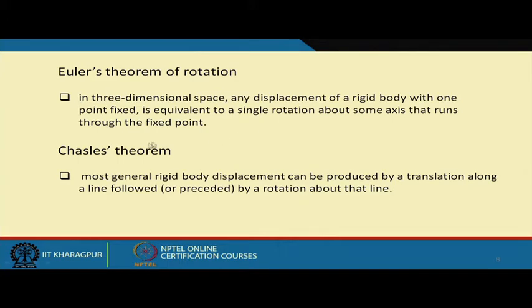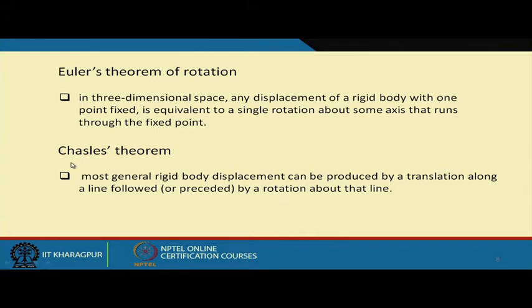Also, there is another theorem which describes the dynamics of a rigid body very well, that is Chasles' theorem, that says the most general rigid body displacement in space, again we are talking about 3D space, can be produced by a translation along a line followed by a rotation about that line. Okay. So, when we are talking about these two theorems, strictly speaking we are not going to prove them. For the second theorem also we can have a short proof, but still we are not going to have it in this class.